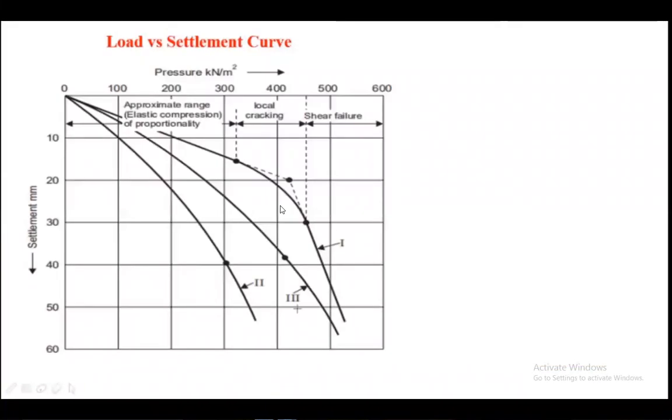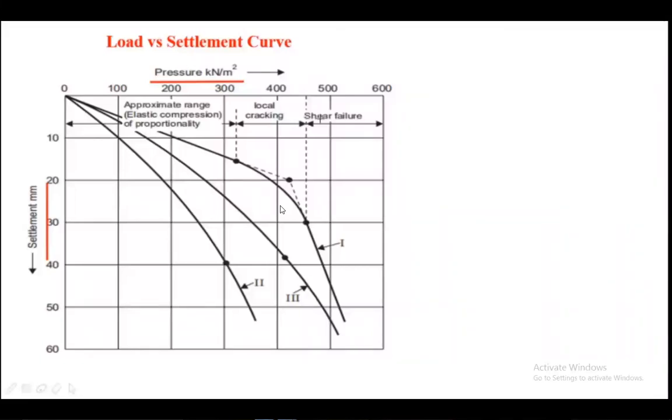On the x-axis you have pressure in kilonewton per meter square, you can have ton per meter square or whatever, and you have the settlement either in centimeter or mm. You plot this using the data available after the plate load test. There are 3 different curves you may get.